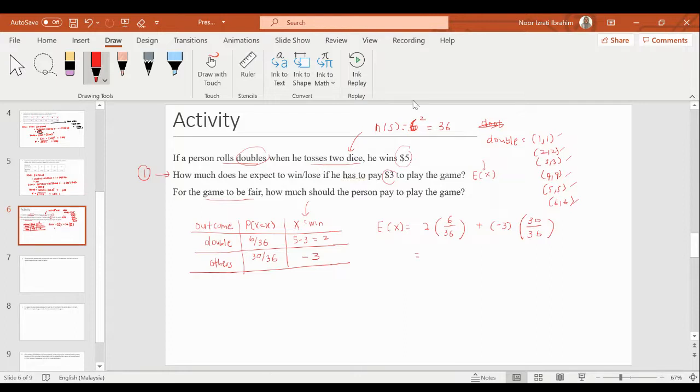Okay, we should get here negative 2.17. So it is expected to lose $2.17.